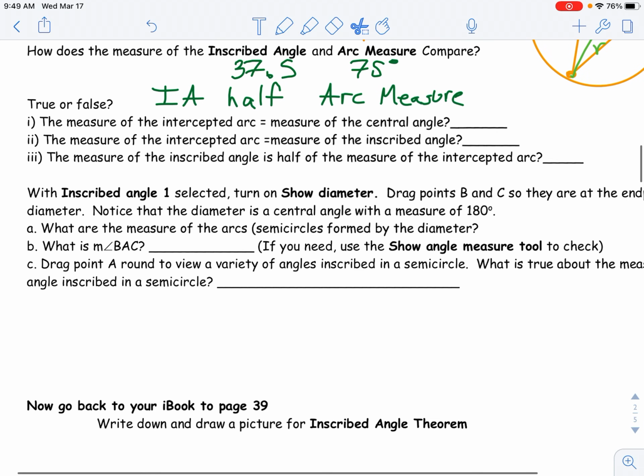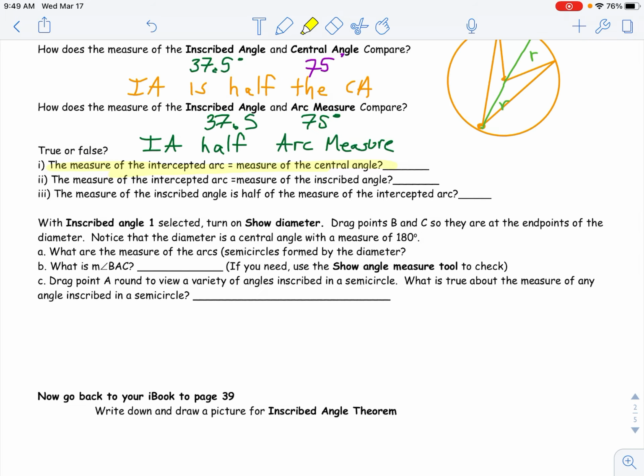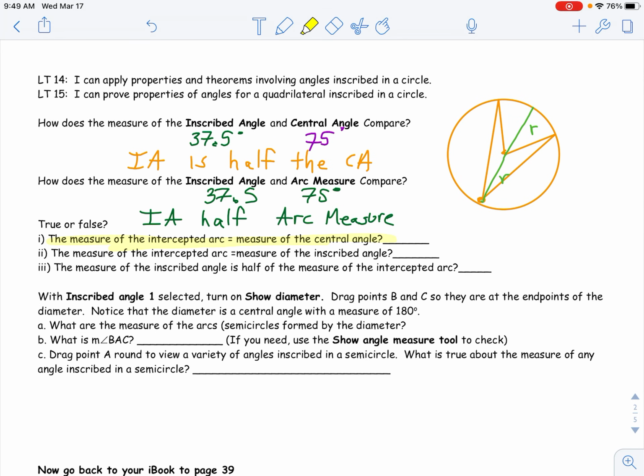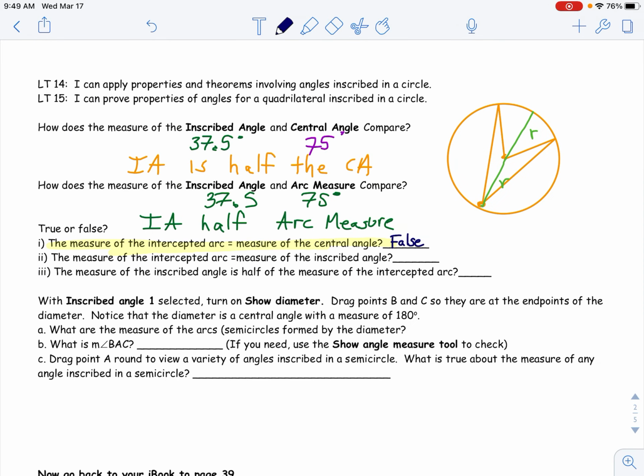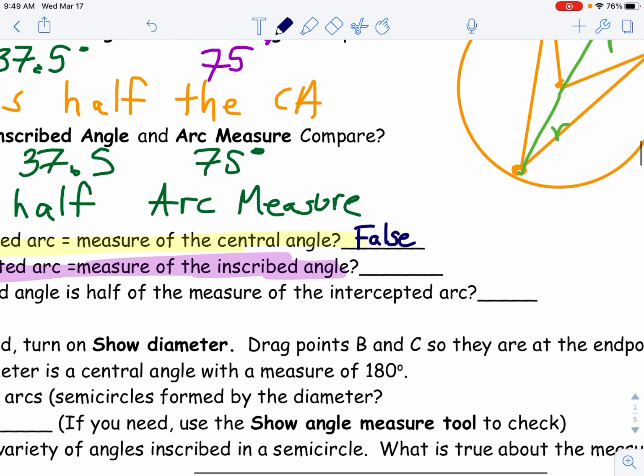Okay, students, so now we're back and we're going to talk about some true-false stuff. True or false, the intercepted arc is equal to the measure of the central angle. Well, above in some of these items we drew and some of the measurements we saw in the gizmos, we know that's false. All right, the central angle and inscribed angles do not equal each other. The measure of the intercepted arc equals the measure of the inscribed angle. Again, that's false.